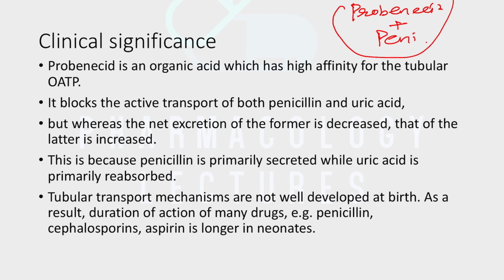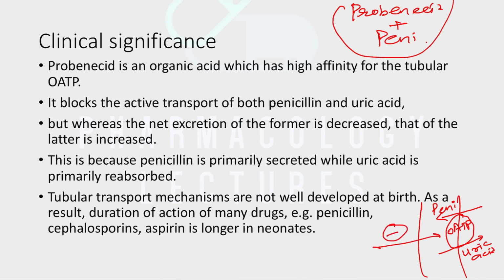The answer lies in the secretions. Now this is a tubule and this is a pump. This pump secretes the penicillin in the tubules and reabsorbs uric acid in the body. This pump is known as the organic acid transporter pump. What if we inhibit or block this pump?